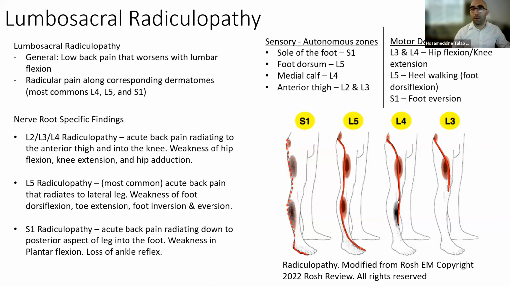So the sole of the foot is consistently, across people, innervated by the S1 nerve root, the dorsum of the foot by L5, the medial calf by L4, and the anterior thigh by L2 and 3. And then there are also certain motor deficits. L3 and 4 are believed to function mainly exclusively with hip flexion without much interference from other spinal nerve roots. L5 is dorsiflexion, so if a patient has trouble heel walking, that's specific to L5. And then S1 is foot eversion.